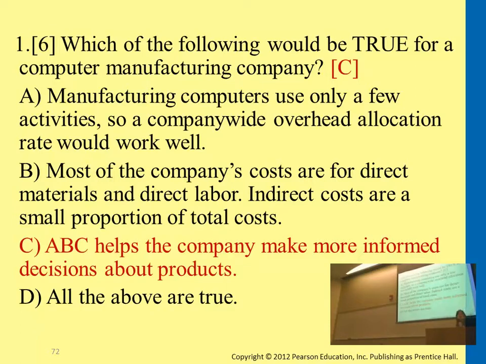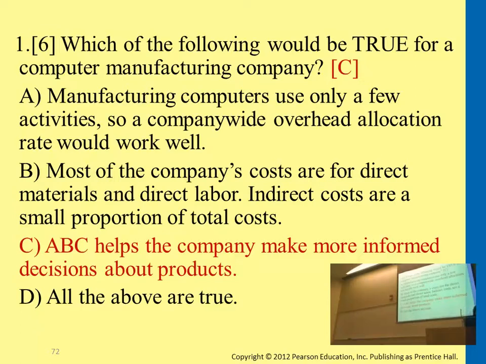Manufacturing computers use only a few activities, so a company-wide overhead allocation rate would work well. This is not correct because it is inferring that using one single allocation rate is right, when in reality a lot of companies have multiple stages in their production line. It's better to use multiple activities and multiple allocation rates to allocate manufacturing overhead cost. That's the incorrect portion of answer A.